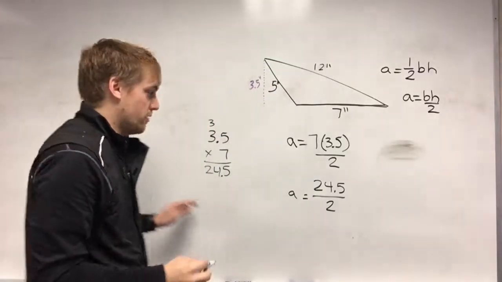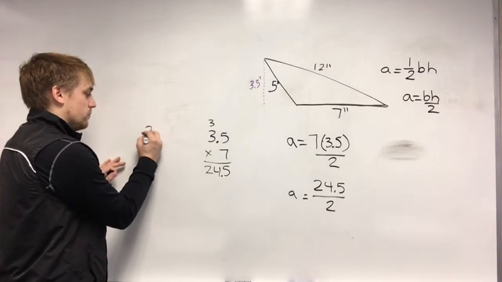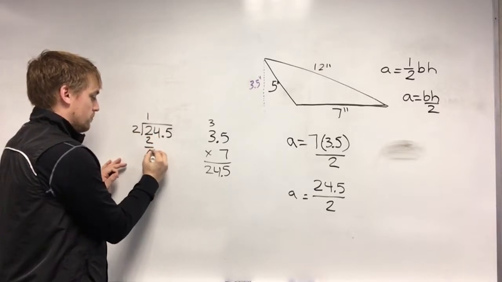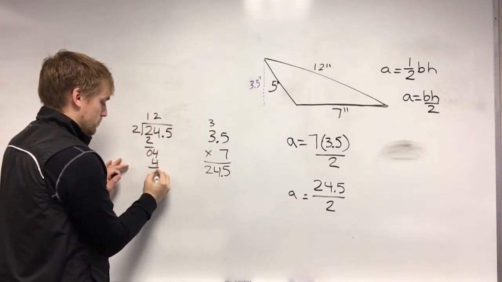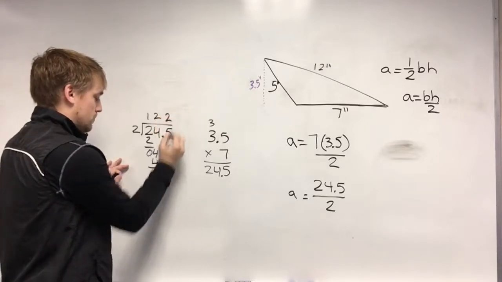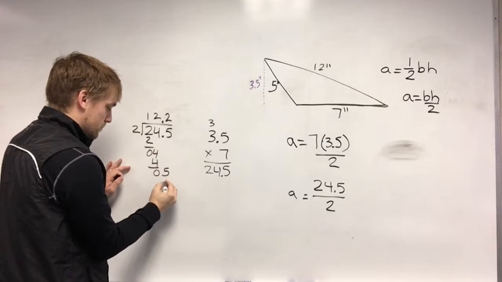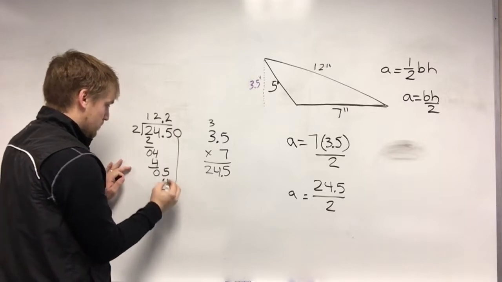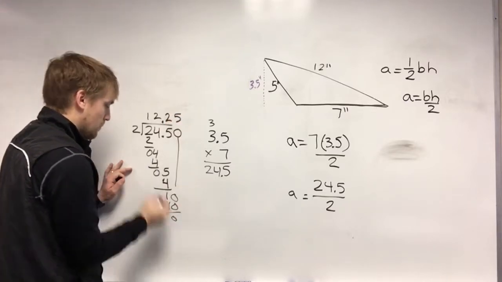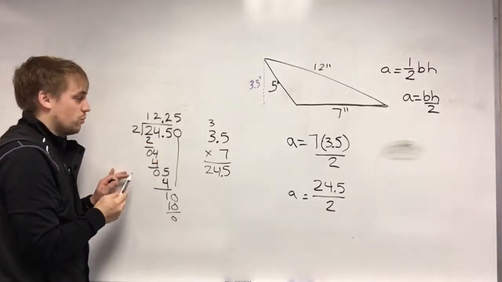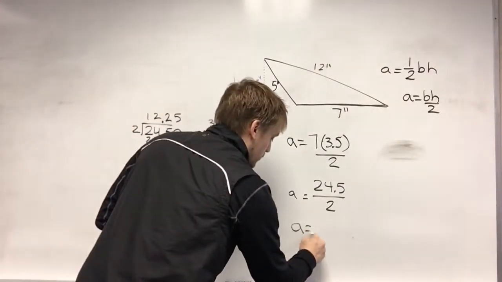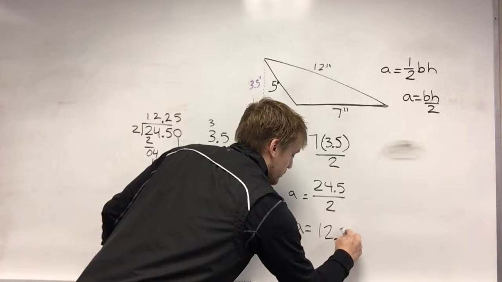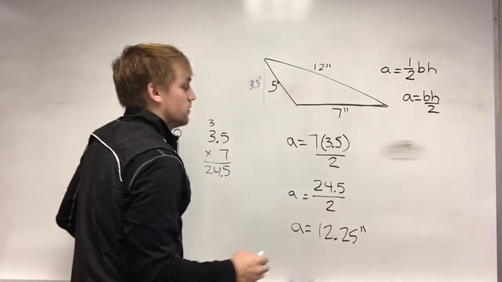Again, if you don't know what that is, we can do that on the side. So when we take 24.5 divided by 2, we get 12.25. So our answer is 12.25 inches squared.